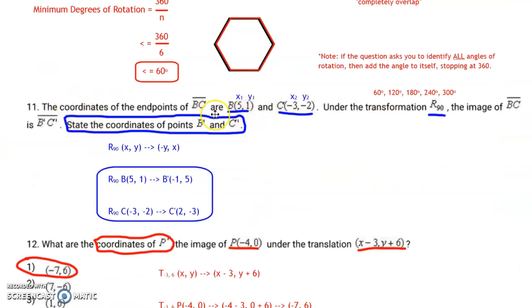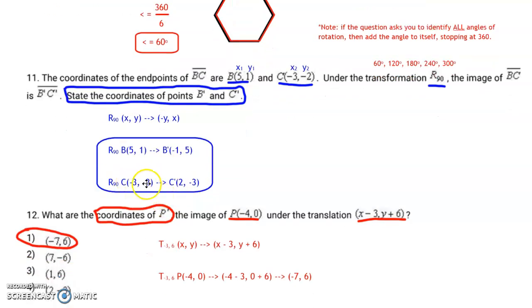For question number 11, it tells me the endpoints of B and C, and then it asks me to transform it with a rotation of 90 degrees. Rotation of 90 degrees, that is a rule that you have to remember. The rotation of 90 takes x comma y and turns it into negative y comma x, which means 5 comma 1 becomes negative 1 comma 5. I changed the y to its opposite sign, and I took the x and put it in the back. Same thing here, negative 3 comma negative 2 turns into 2 comma negative 3, which means I changed the sign of the y value, and I kept the sign of the x value the same, but I just moved it to the back.